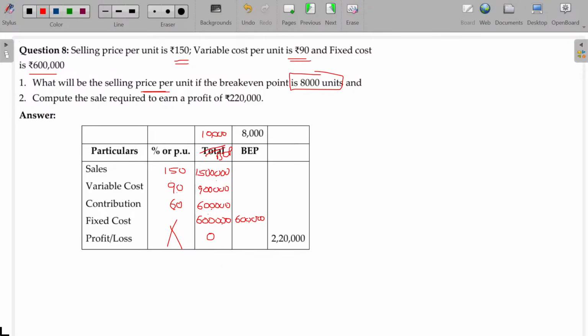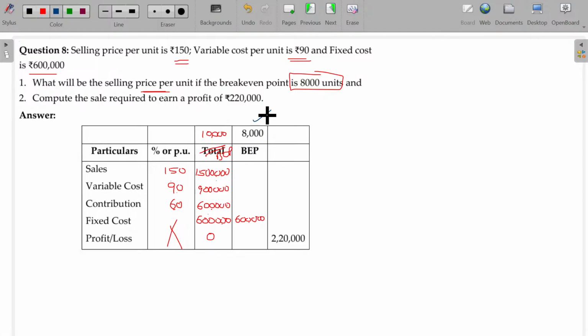Now, what is the main question here? Number one, what will be the selling price per unit if the break-even point is 8,000 units? Currently, by selling 10,000 units only, you can break even. But now the question is, you have to attain the BEP by selling 8,000 units itself. Then what you have to do? You have to raise the selling price. Let's see, I am going to calculate this one.